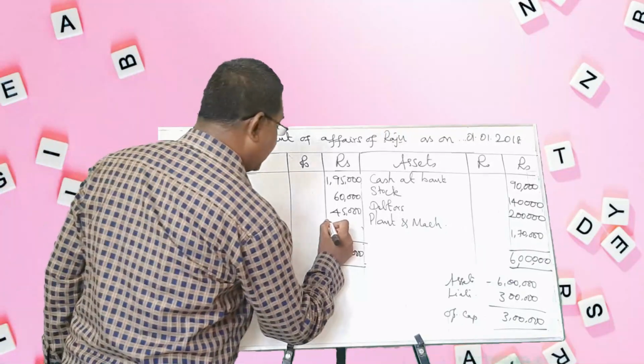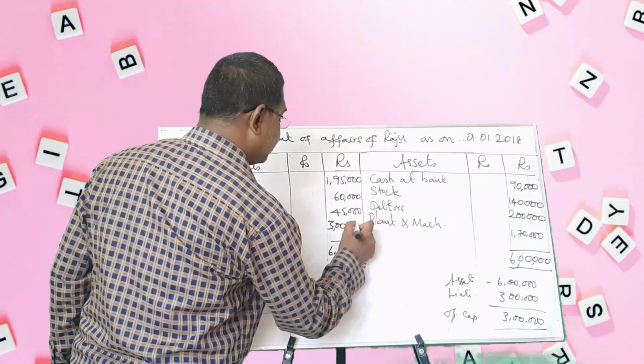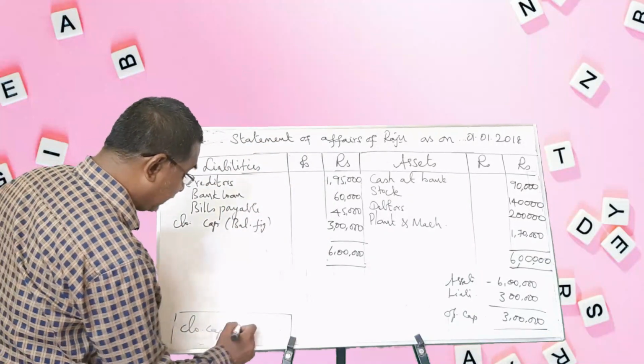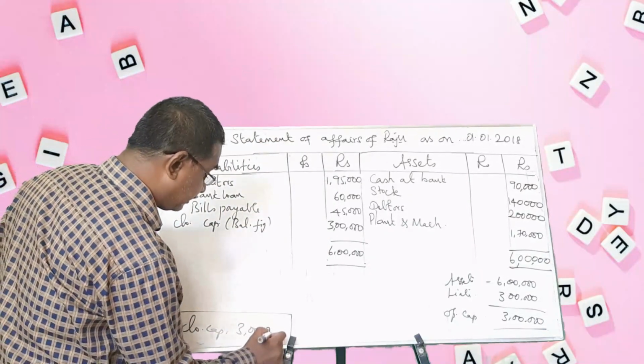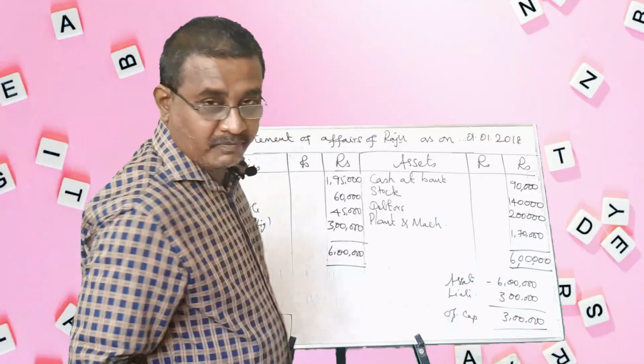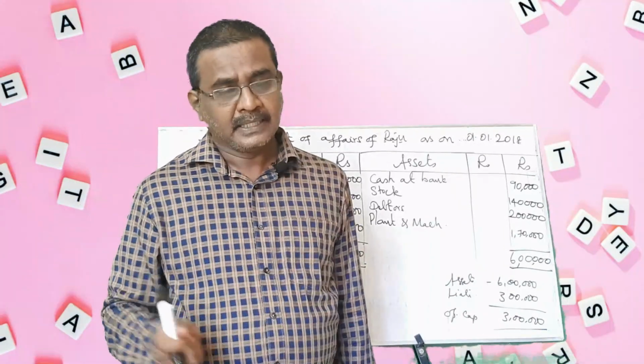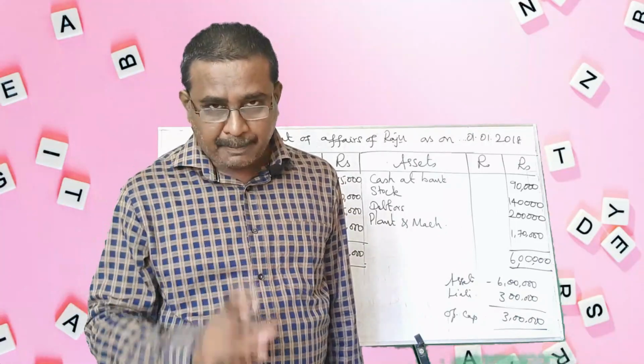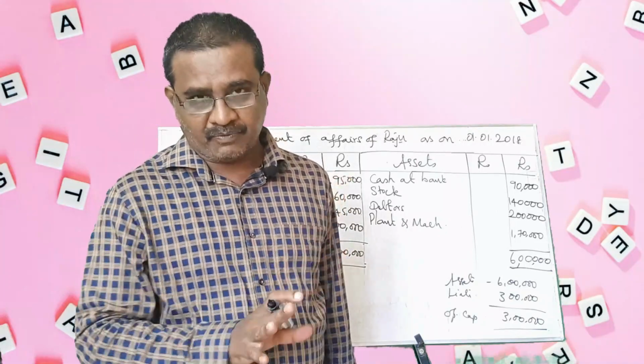And that is the balancing figure, 3 lakhs. And we show it separately, closing capital 3 lakhs. Now we have found out the closing capital. Then how to find out the profit or loss? We have to prepare a capital account and find out the profit or loss.